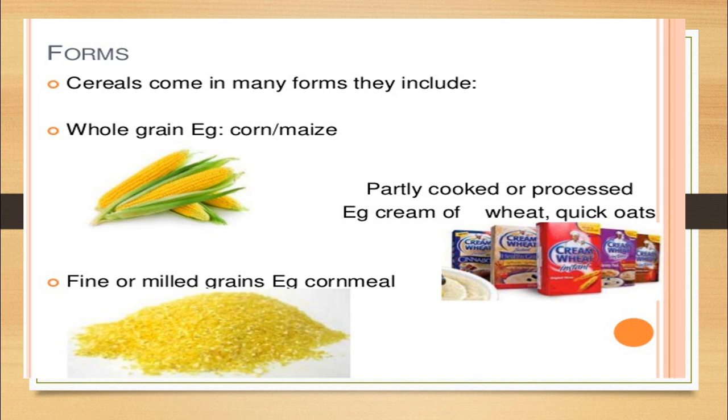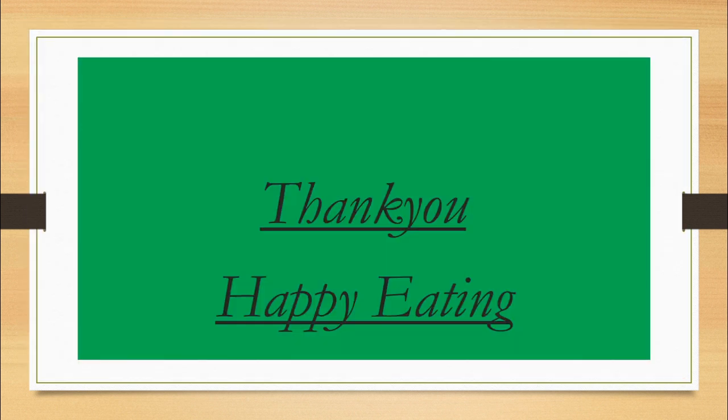They come in many forms, like whole grains. In whole grains, wheat, rice, maize, corn, barley, in partly cooked or processed forms, for example, cream of wheat, quick oats, and they also come as coarse as well as milled grains.